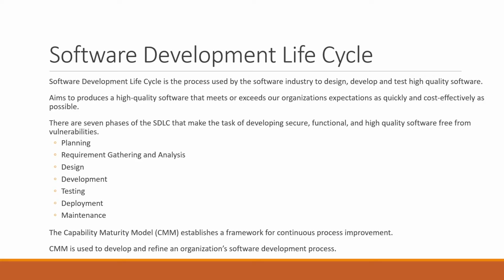The software development lifecycle is the process used by the software industry to design, develop, and test high-quality software. The SDLC aims to produce high-quality and secure software that meets or exceeds the organization's expectations as quickly and cost-effectively as possible. There are 7 phases of the SDLC that make the task of developing secure, functional, and high-quality software free from vulnerabilities. These 7 phases include planning, requirement gathering and analysis, design phase, the development phase, testing, and then finally deployment and maintenance phase.